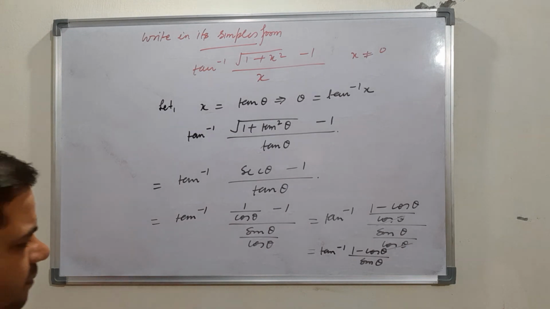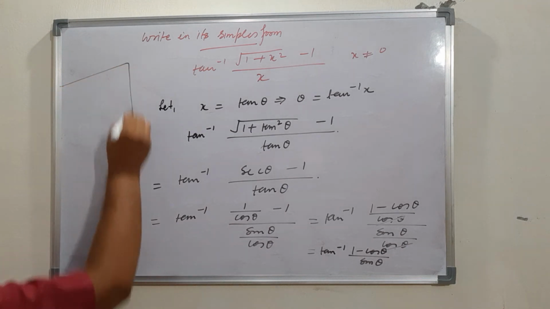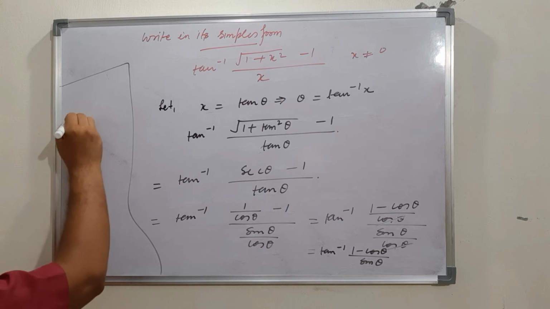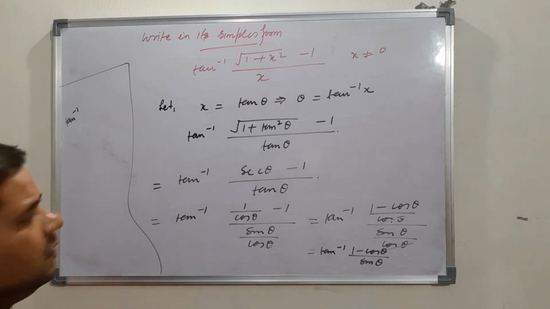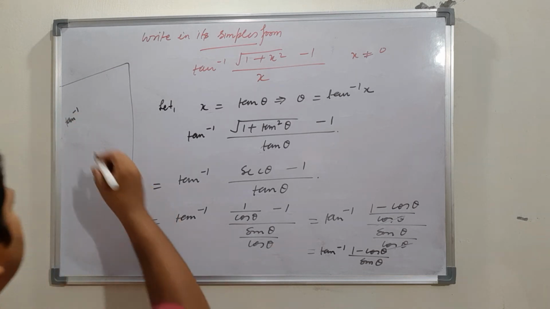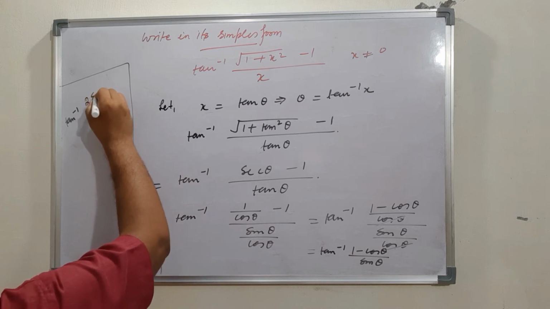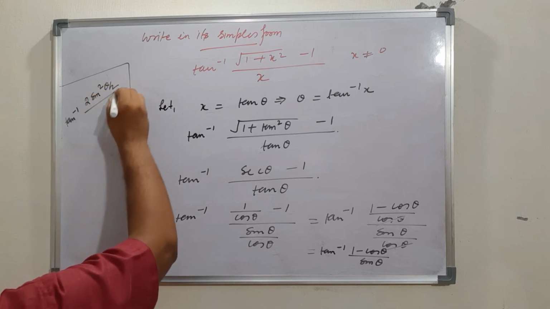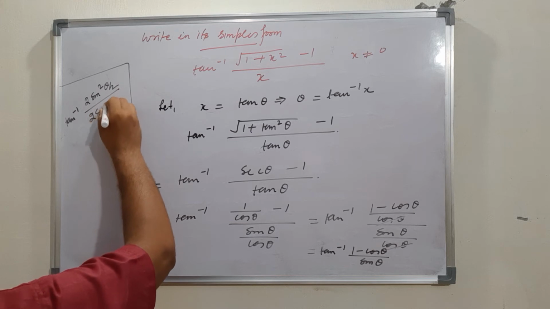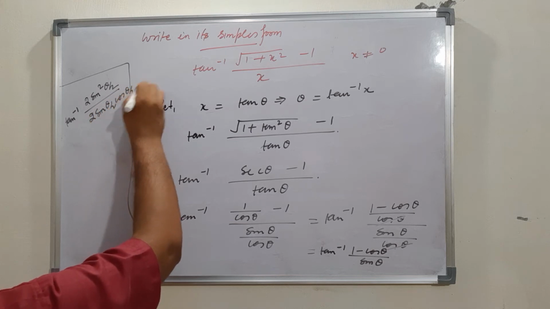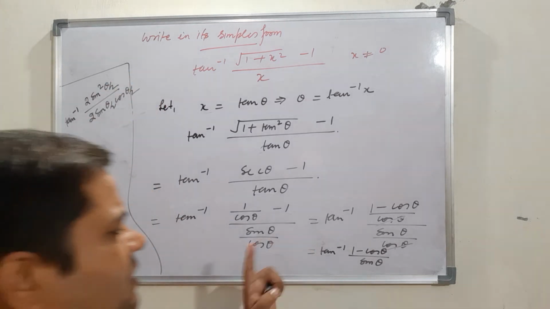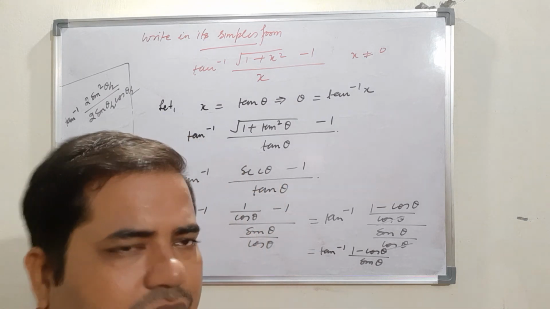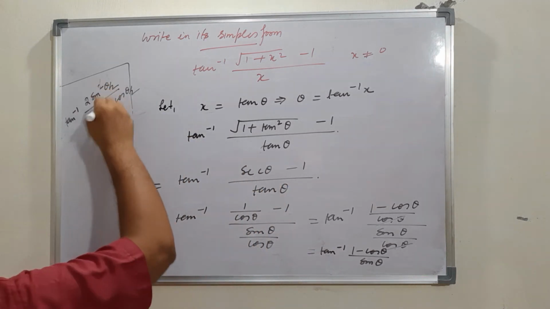After this step, we proceed as tan inverse of (1 minus cos theta) is 2 sin square theta by 2, and sin theta is 2 sin theta by 2 cos theta by 2. You know very well this is the half angle formula. So sin theta is cancelled out.